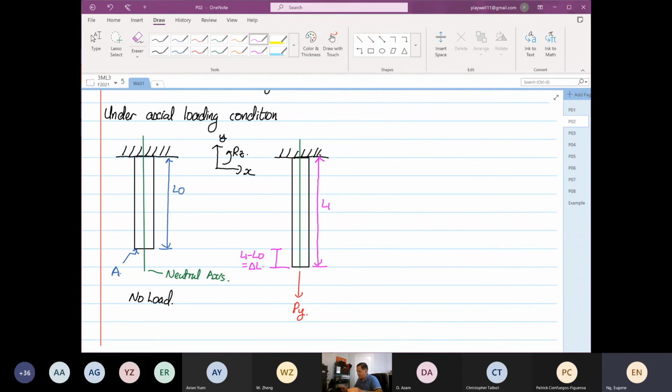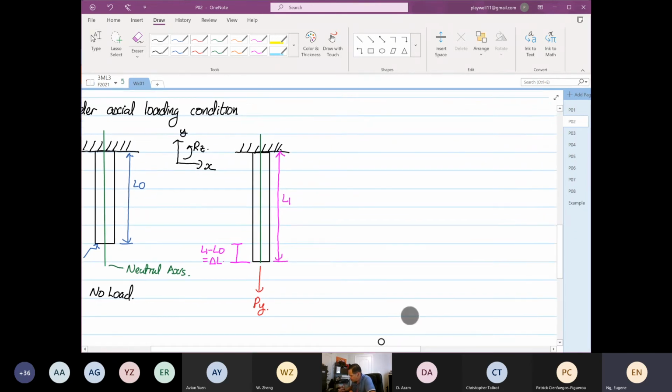It does not work depending on the direction of the wind, where I'm going to flip it around. No, and I'll tell you why later. So when a load is applied, there's a change in length, which is our delta 1, based on the new length minus the original length.